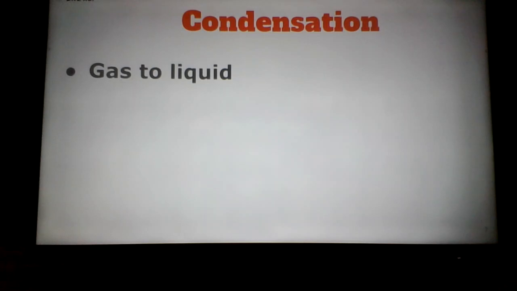Condensation is a process of a gas turning into a liquid. I'm sure you've seen, you go to the restaurant, you order a cold drink, cold water, ice water, or cold soda with ice, and after just a fairly short amount of time, water is on the outside of that glass. Where did that water come from? The process is called condensation.